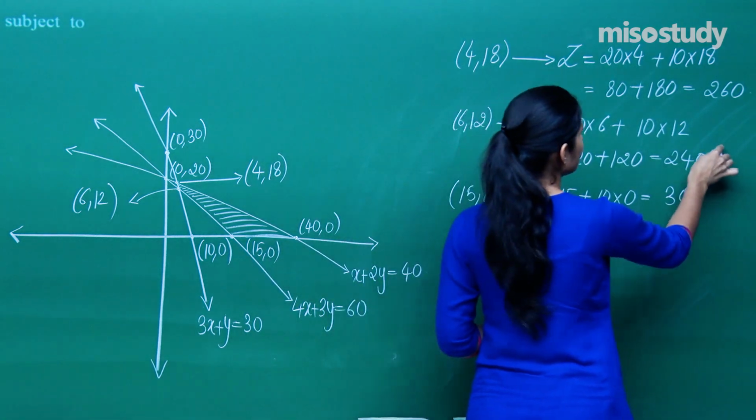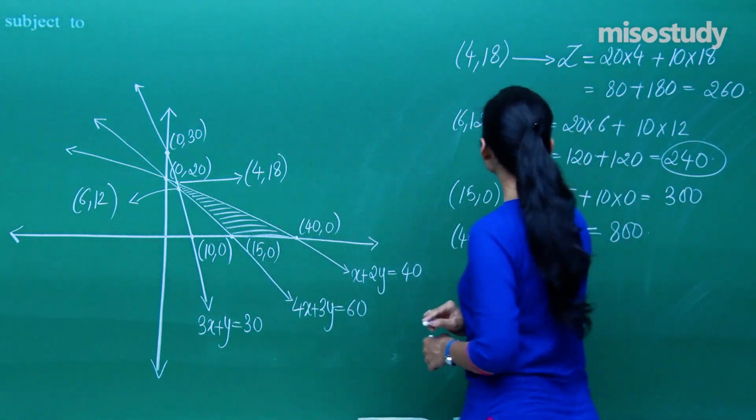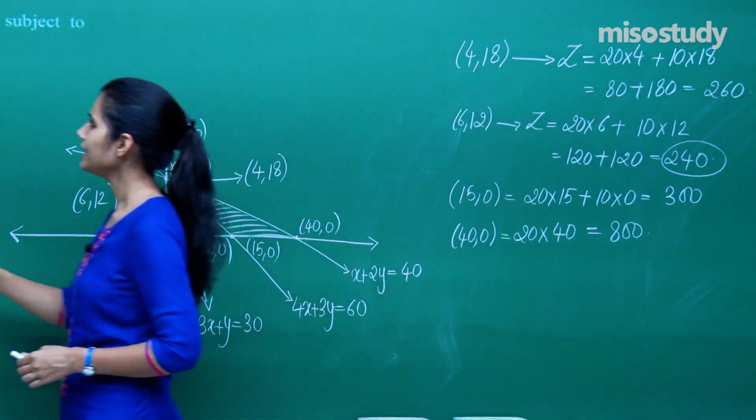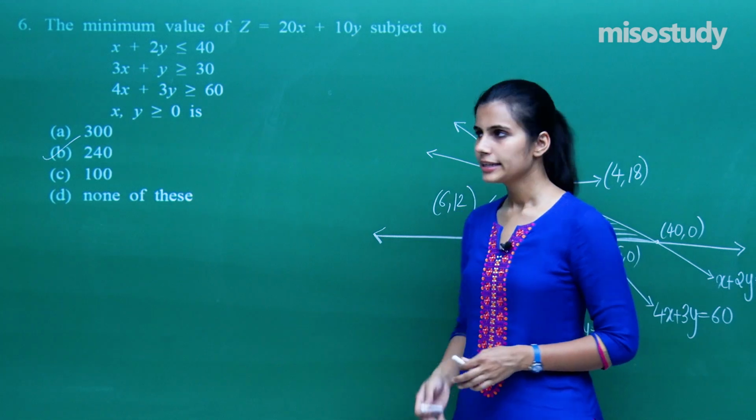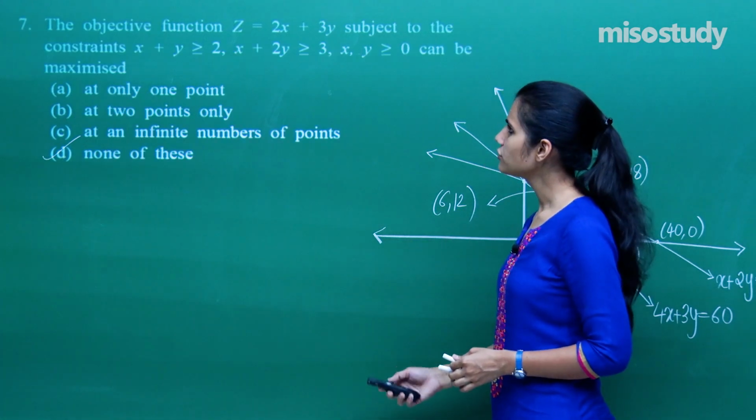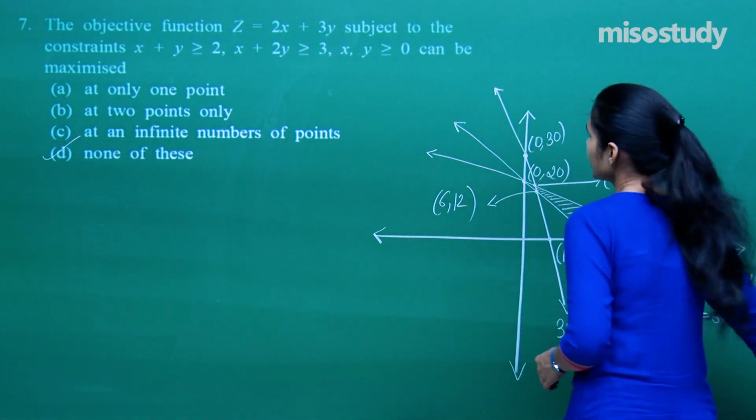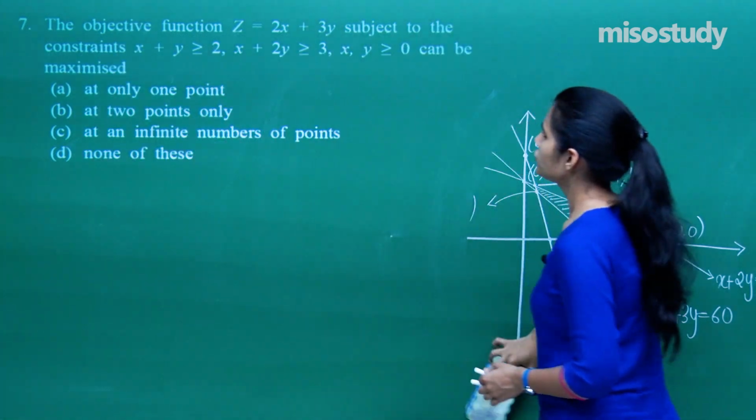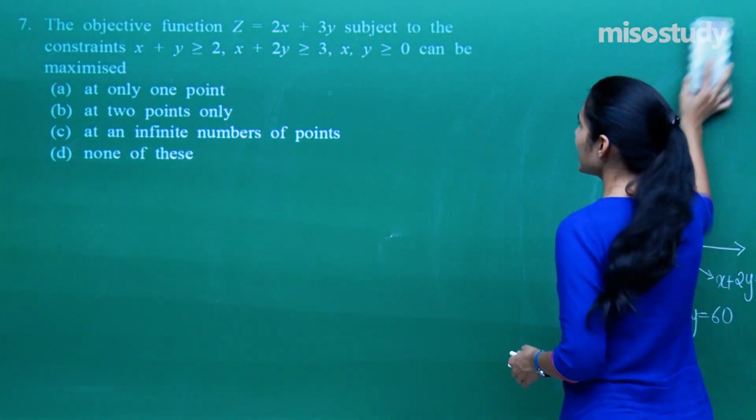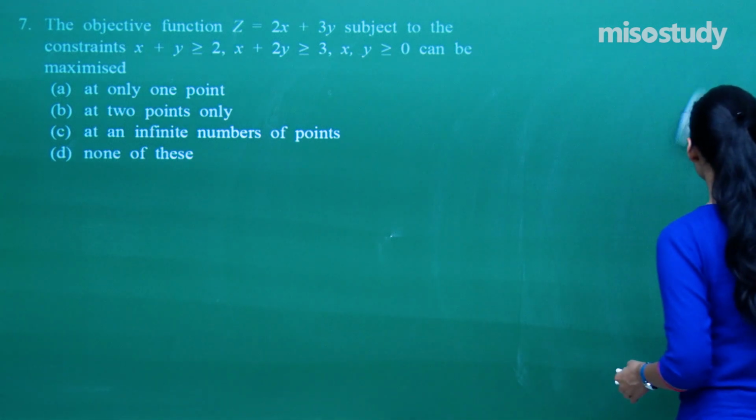The minimum value therefore comes out to be 240. So what is the minimum value? The minimum value is nothing but 240. Clear? Moving on to the next question, we have the objective function z equals 2x plus 3y subject to these constraints can be maximized at how many points?